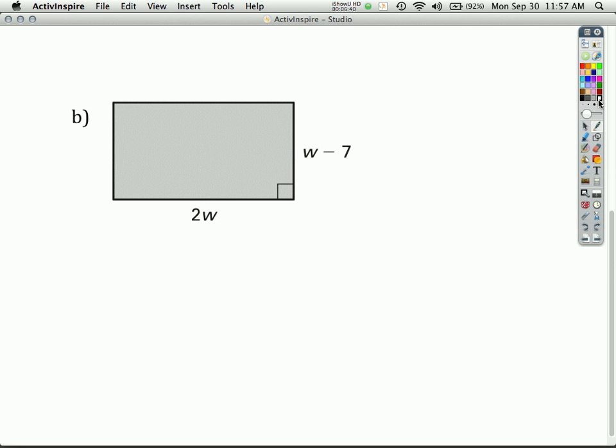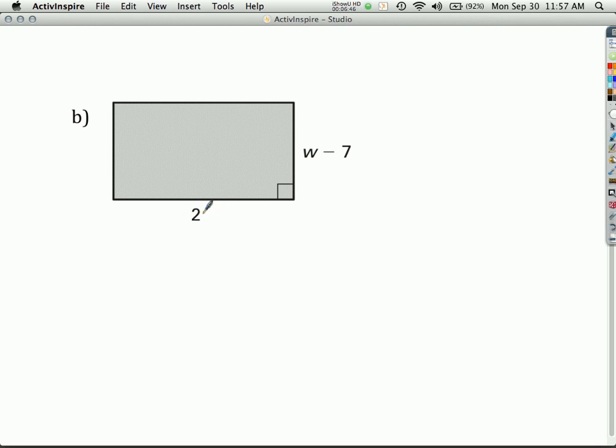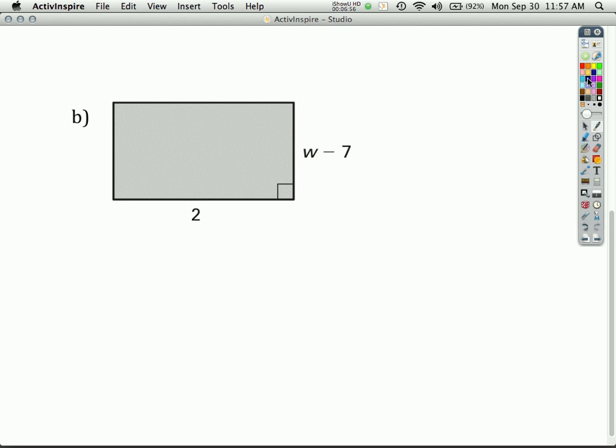And I'm going to modify this a little bit as well. Let's see. This W is not going to be there. So the base is 2, and the height is W minus 7. And we are asked to find the area of the rectangle.